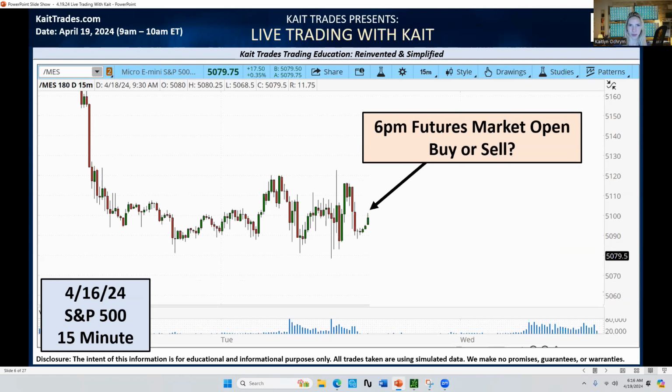Again, we need to be able to look at a chart, no matter what time frame, see what information is present, and then say, based on this chart, I'm looking to buy here, I'm looking to sell here, and be able to put those pieces together. So what would you guys say? Buy or sell?